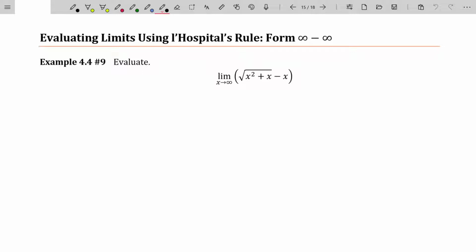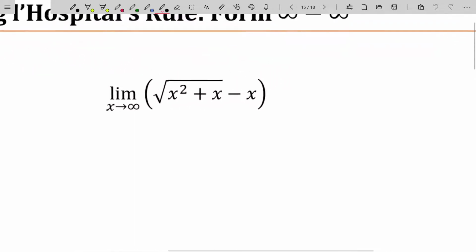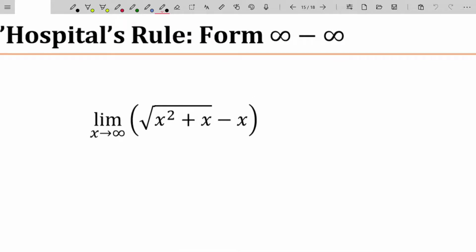We've already covered indeterminate forms themselves, L'Hopital's rule, and evaluating limits of indeterminate forms 0 over 0, infinity over infinity, and 0 times infinity. We're now up to a point where we're evaluating limits of the form infinity minus infinity, which is one we've seen in the past. And so this is a great example of how to use L'Hopital's rule and when to not use L'Hopital's rule. So let's take a look at this example right here.